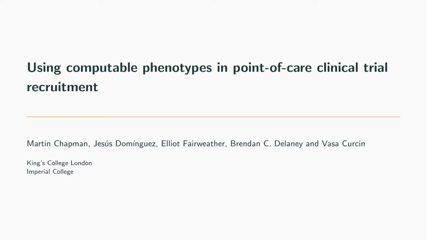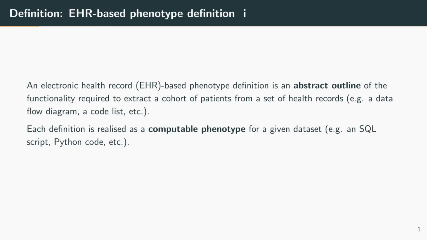Hello, my name's Martin Chapman, and today I want to talk about a piece of work conducted between King's College London and Imperial, exploring how computable phenotypes can be used to determine eligibility when recruiting patients for clinical trials.